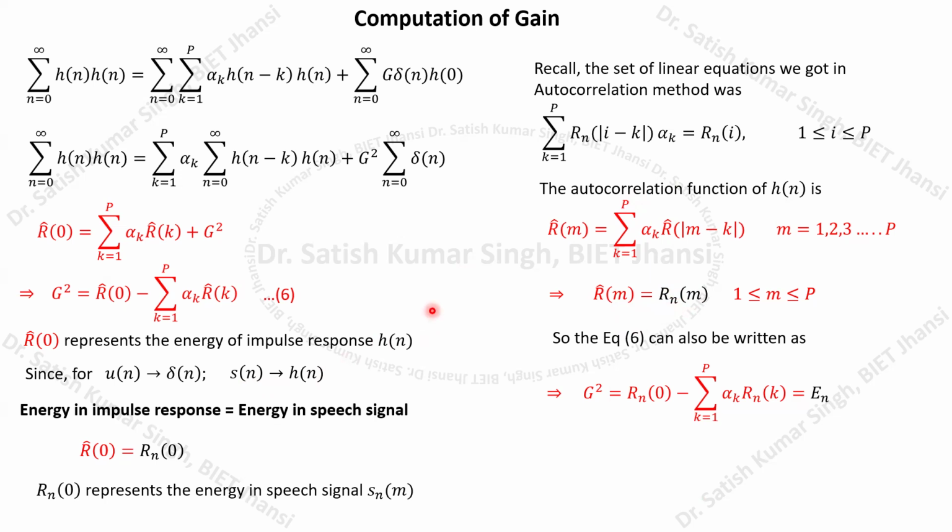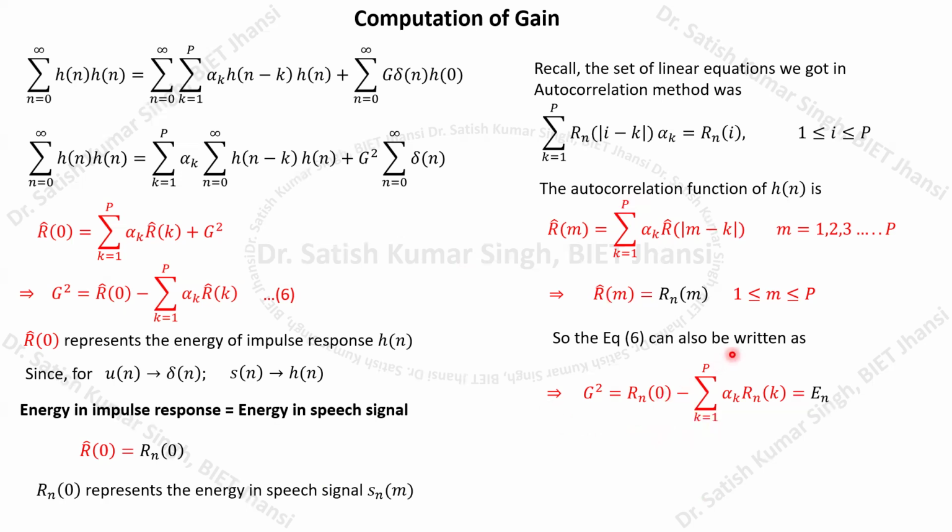So basically, you can rewrite this equation in this form: G squared equals Rn0 minus the sum over k equals 1 to P of alpha k Rn k. Here Rn0 represents the energy in the speech signal, and R cap 0 was denoting the energy within the impulse response Hn, which are both the same thing. This equation we had already derived in the autocorrelation method, and it was equal to the minimized energy En.